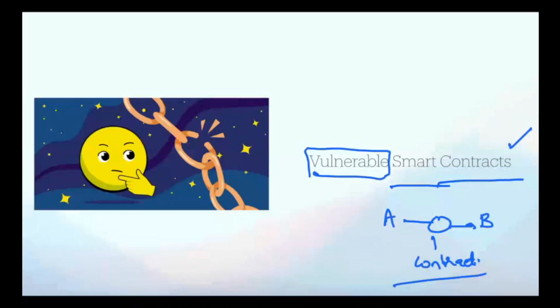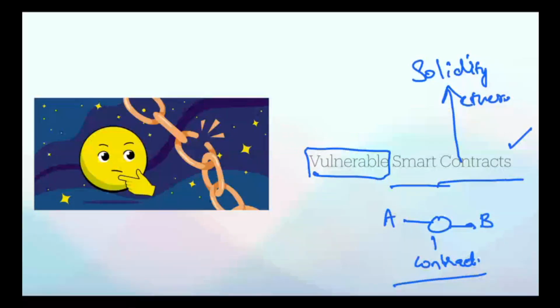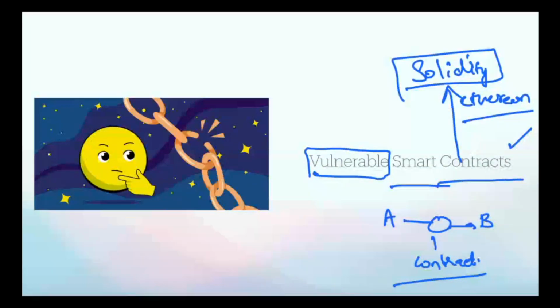Earlier, we struggled to create a contract, but now it's very easy to create one using a tool called Solidity, mainly for Ethereum contracts. On Ethereum blockchains, Solidity is a tool we can use to create a smart contract. Not Solidify, Solidity. Now we will see how a smart contract becomes vulnerable.